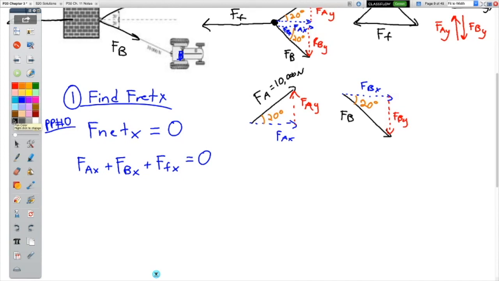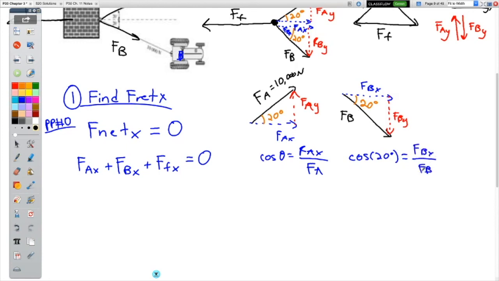So cos was going to be the useful one here. We have that cos theta equals FAX, the adjacent side, over FA, the hypotenuse. Theta is 20, so cos 20. Same goes for FBX. It's the adjacent side and the hypotenuse. So cos 20 equals adjacent FBX over hypotenuse FB.